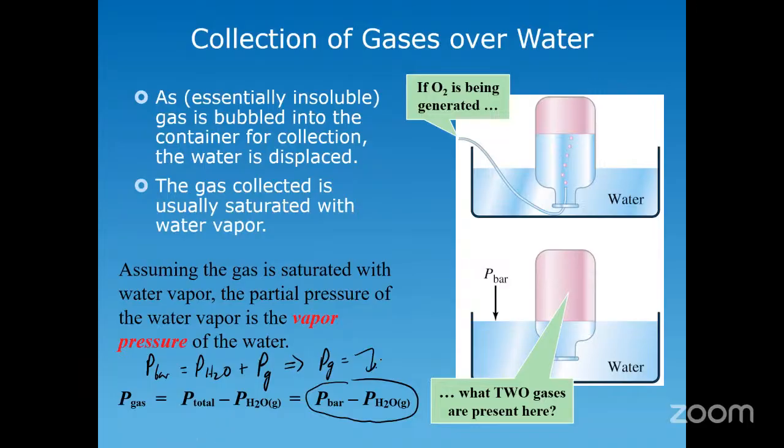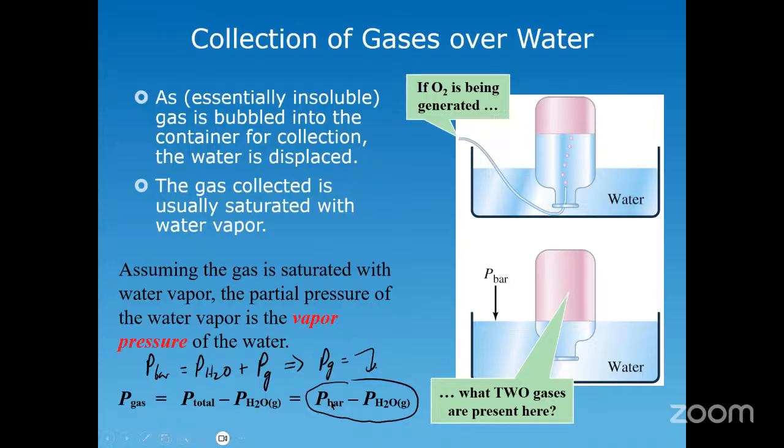Now, the barometric pressure, of course, you can measure. We talked about the barometer before, so if you have an instrument in your lab, you can determine the barometric pressure. As for the water vapor pressure, there are published tables which give you the vapor pressure of water at different temperatures.